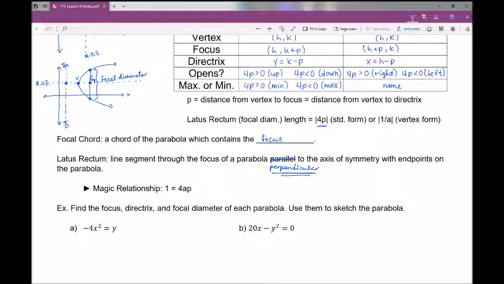And one really important formula that you should know with parabolas is this magic relationship, I like to call it, of 1 equals 4 times a times p. So you'll notice that a and p are really important numbers when it comes to writing equations of parabolas. So keeping this really simple formula in mind will help you a lot, and we'll see that in a second.